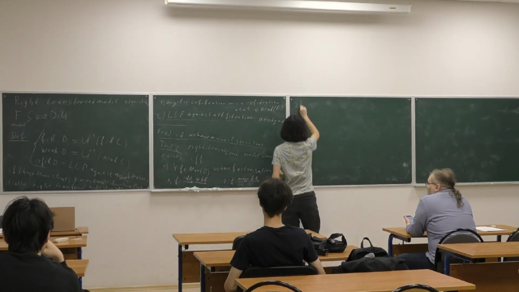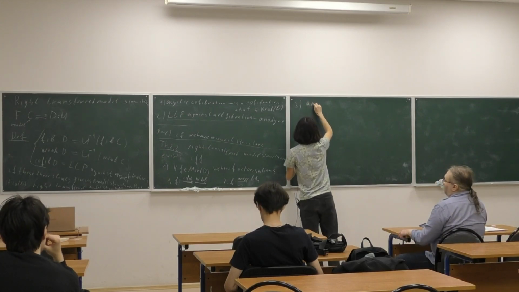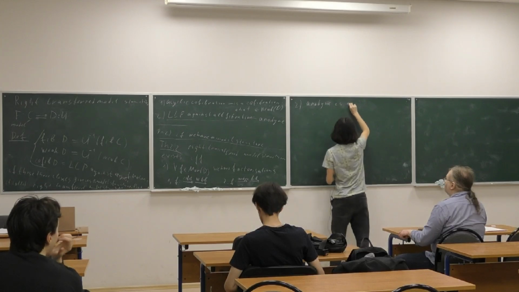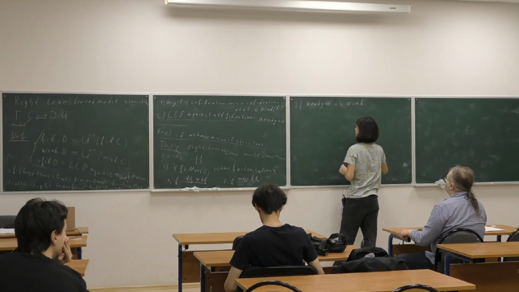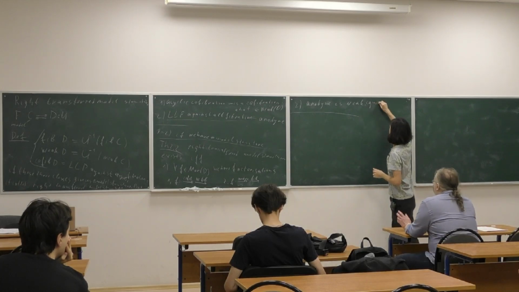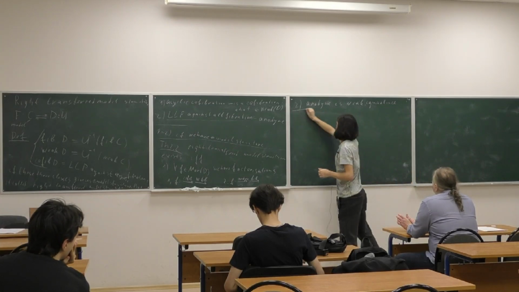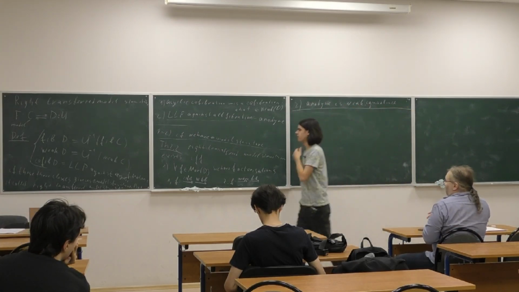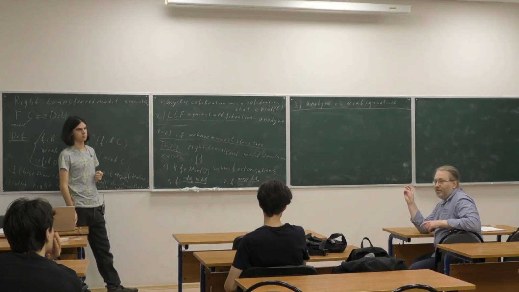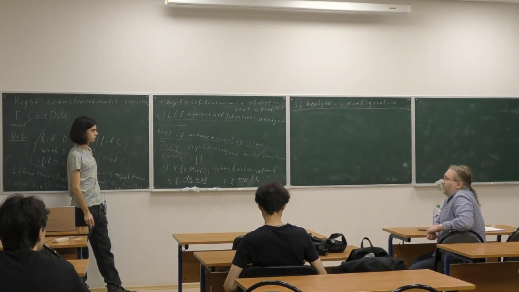And the second condition is that an anodyne map is a weak equivalence. The key word in this expression is the word equivalence, not the word weak. Okay. Does everyone understand what it says on the board? If not, let's ask the speaker.